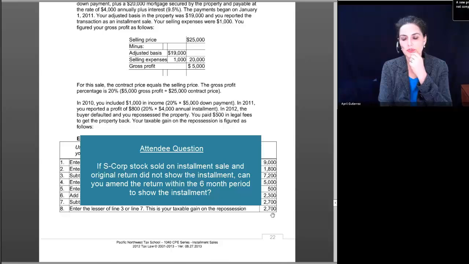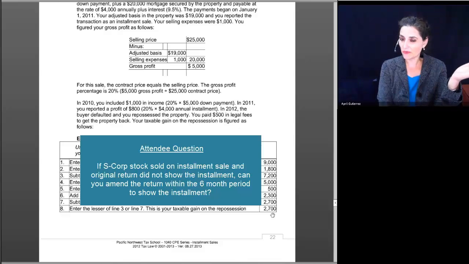So I'm looking here. If you have a business that was sold under the installment method, and you're essentially saying 6252 should have been filled out and wasn't?